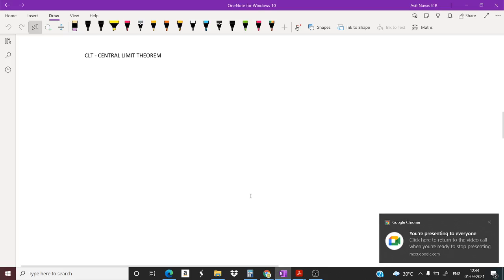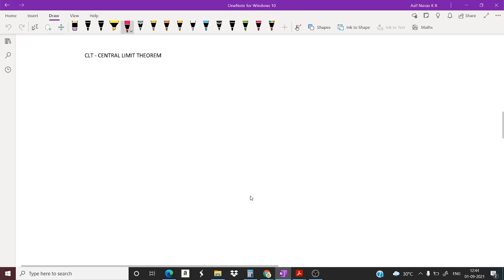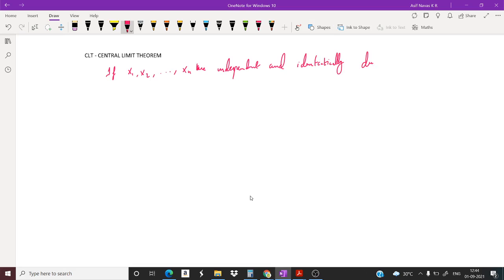So, central limit theorem. Let me define the theorem. If X1, X2, etc., Xn are independent and identically distributed random variables with mean, that means expectation of Xi is equal to mu and variance of Xi is equal to sigma square, for i equal to 1, 2, etc., up to n. That means for each Xi, the expectation is mu and the variance is sigma square.